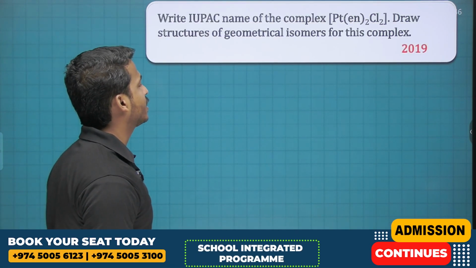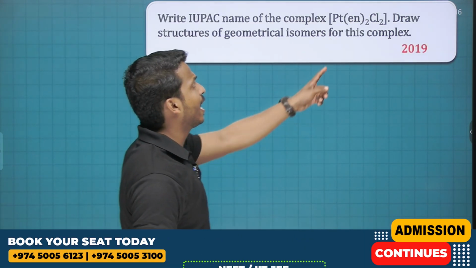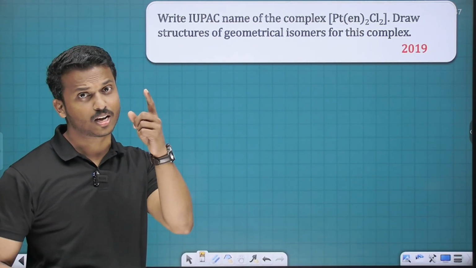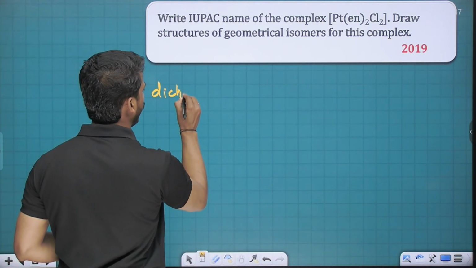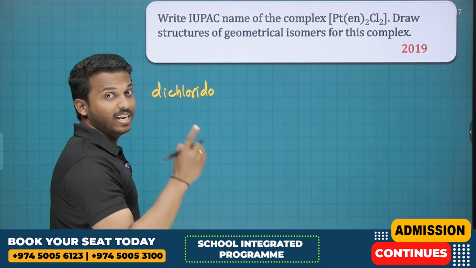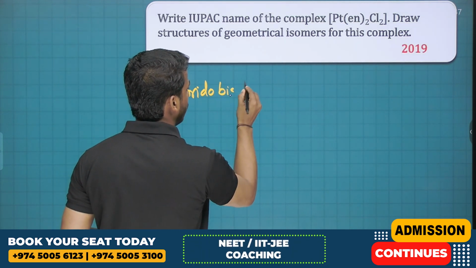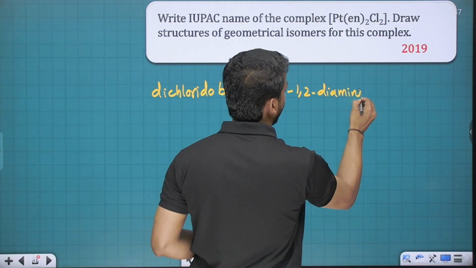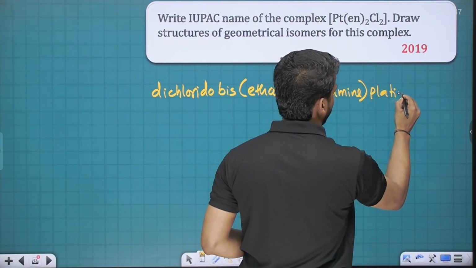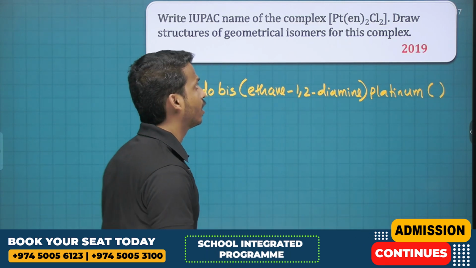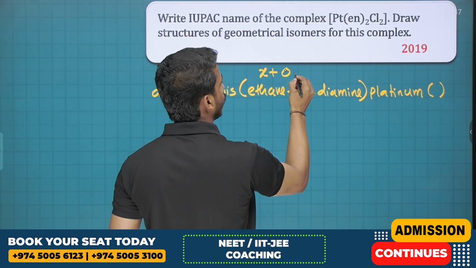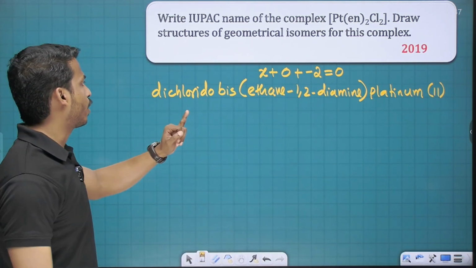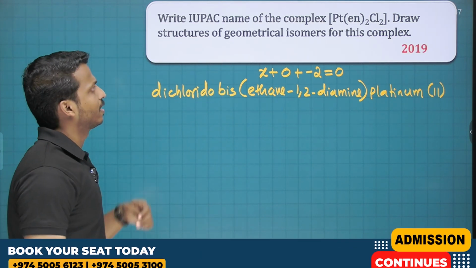Now, write the IUPAC name of the complex. What is the IUPAC name, my dear? The ligands are en and chlorine, right? So, ethylenediamine and chlorido, which alphabetically is ordered first: chlorido. So we can say dichlorido, bis for the en ligand, since we write it two times, means bis, ethane-1,2-diamine, okay? And the metal atom is which one? Platinum. Can you say the oxidation state here? Platinum charge is x, en is 0, two chlorine minus 2, overall 0, you will get plus 2, right? So, dichloridobis(ethane-1,2-diamine)platinum(II).